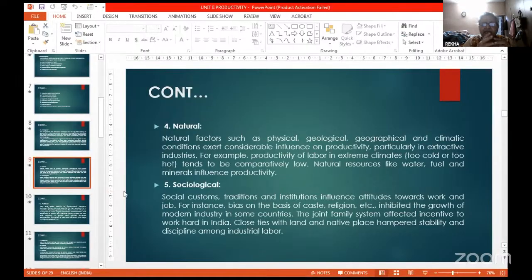Natural resources like water, fuel, and minerals influence productivity. Naturally, if there is abundance, for example, you take the leather industry, a lot of water is required to clean the raw leather. There are many other industries where water resources are required, where fuel resources are required, where minerals influence productivity.